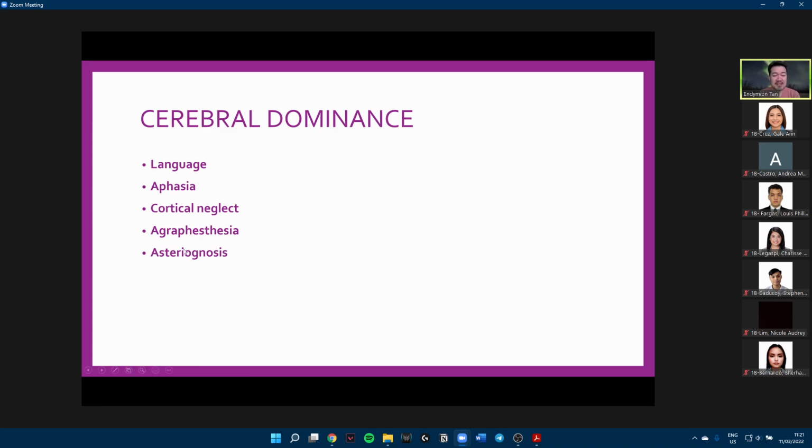When I say graphesthesia, you should be able to identify the written letter or number on your body part with your eyes closed. So if I ask Dr. Fargas to close his eyes, and I write on his right palm the letter A, and he says letter B, ano yung may sira dyan? So it is your primary somatosensory cortex, your parietal lobe ang may problem.